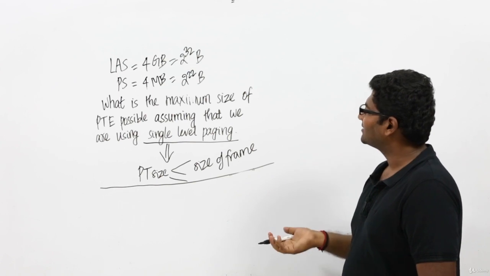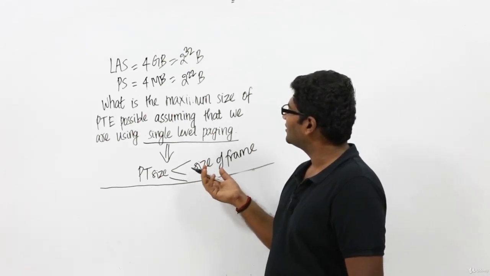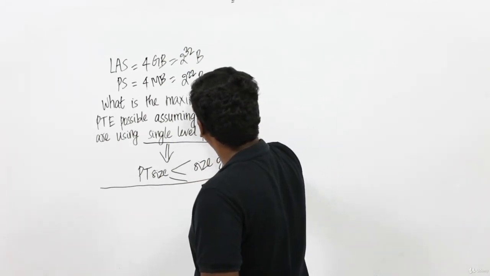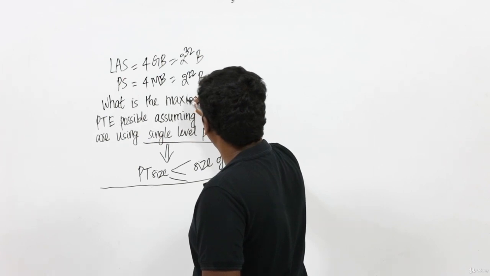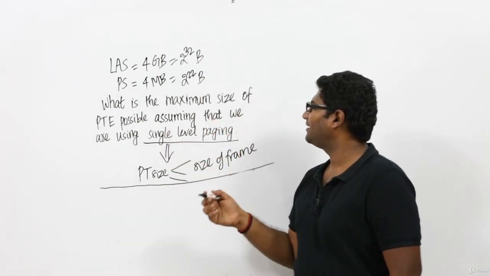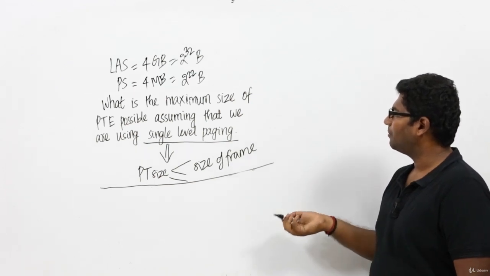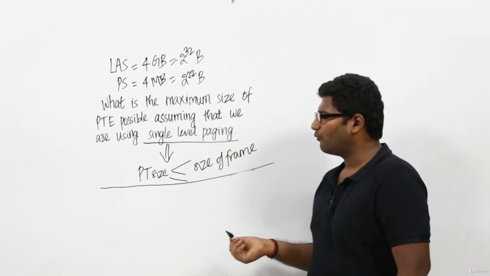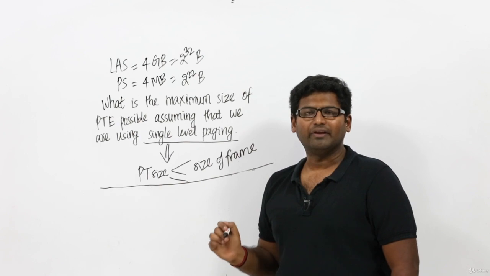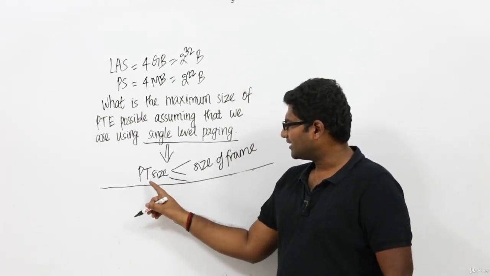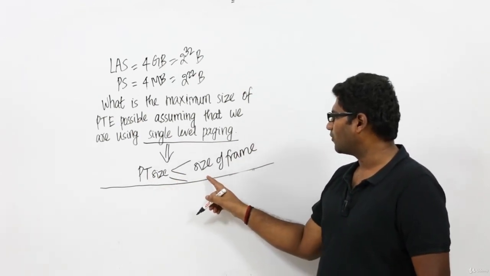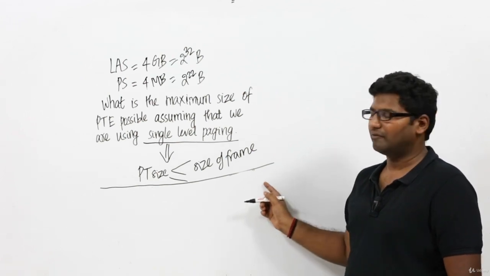Fine. Now they are asking what is the maximum size of the page table entry possible, assuming that we are using single level paging. In case we want to use single level paging, then it should definitely be true that size of page table should be less than or equal to size of frame, right? That is what I have written.